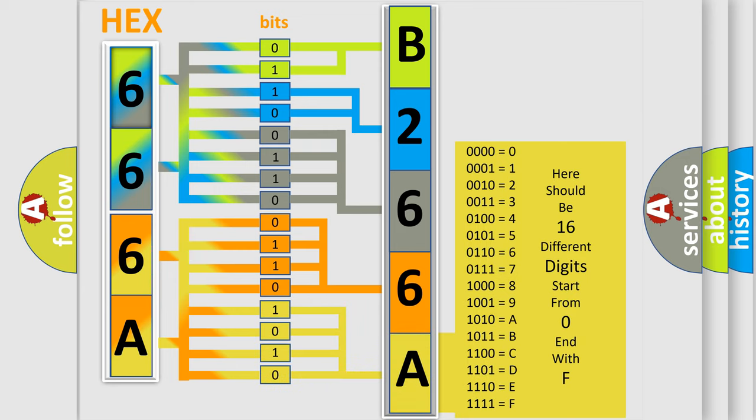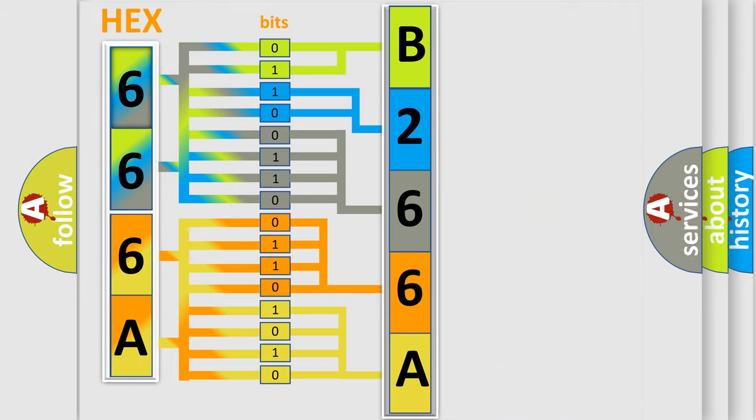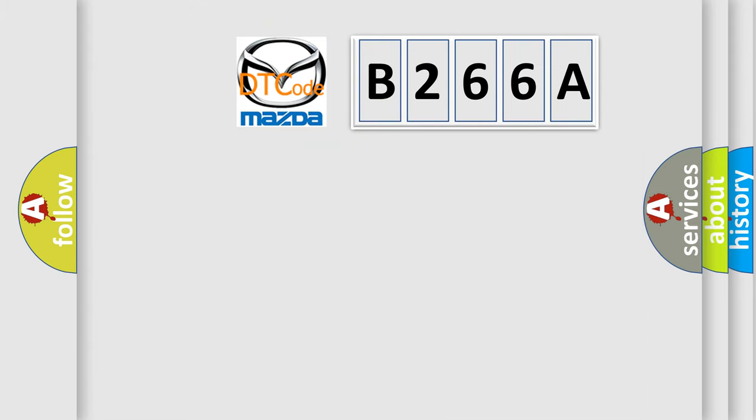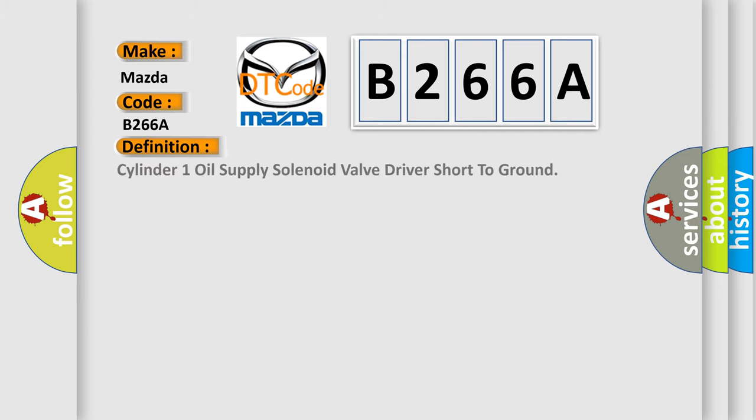We now know in what way the diagnostic tool translates the received information into a more comprehensible format. The number itself does not make sense to us if we cannot assign information to what it actually expresses. So, what does the diagnostic trouble code B266A interpret specifically for Mazda car manufacturers? The basic definition is: cylinder 1 oil supply solenoid valve driver short to ground.